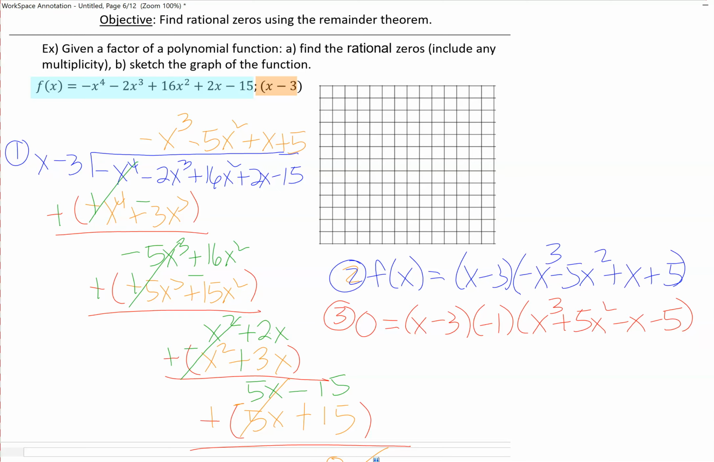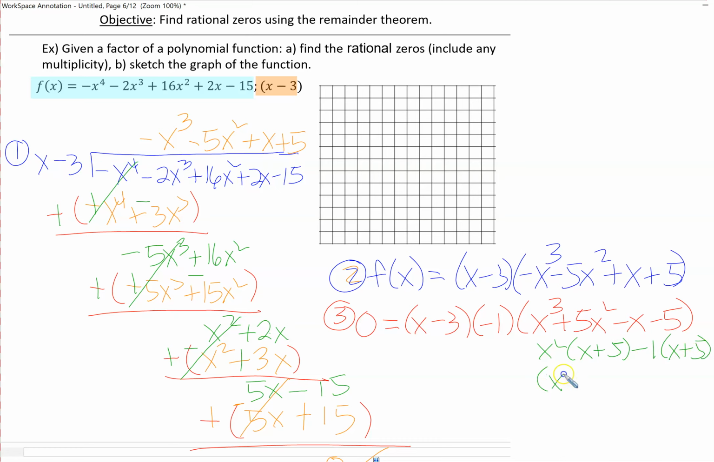So now what I want to do is recognize that on this 4-term polynomial I want to use factoring by grouping. So I have a GCF of x squared for the first 2 terms and a common factor of negative 1 for the last 2 terms.